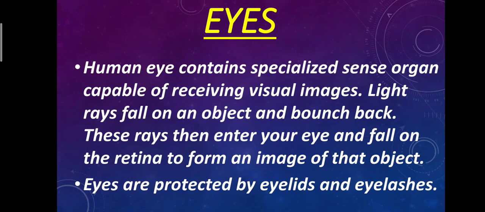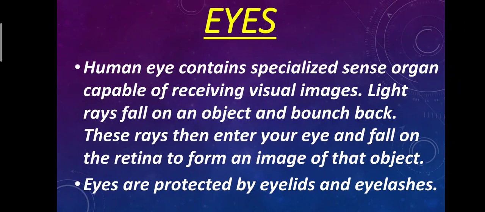Eyes are the part of our body that enables us to see the world around us. Light rays fall on an object and bounce back. These rays then enter our eye and fall on the retina to form an image of that object. It is our brain that turns the image the right way around. Eyes are also protected by eyelids and eyelashes.